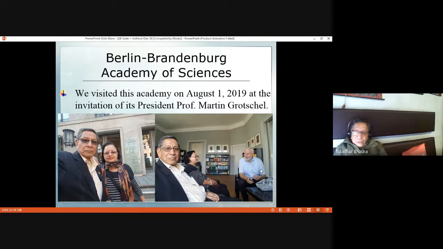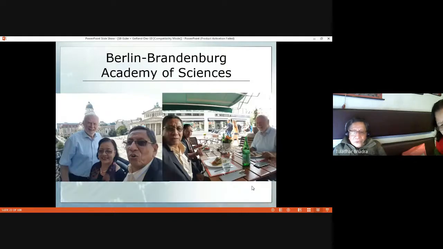Here is a photo in his room and on the door leading to the secretary. You can see from this balcony we are looking at various sites of Berlin, and we had lunch just outside his academy.